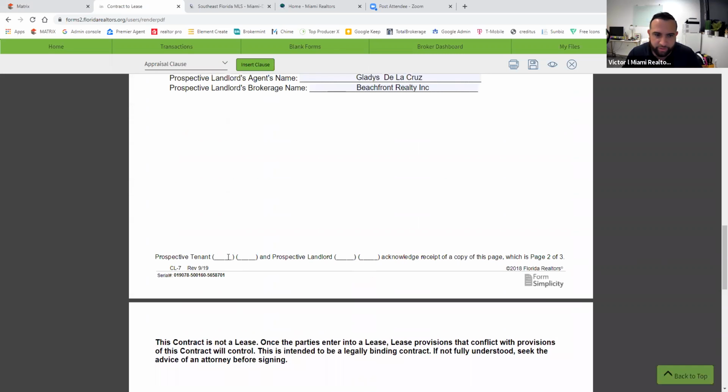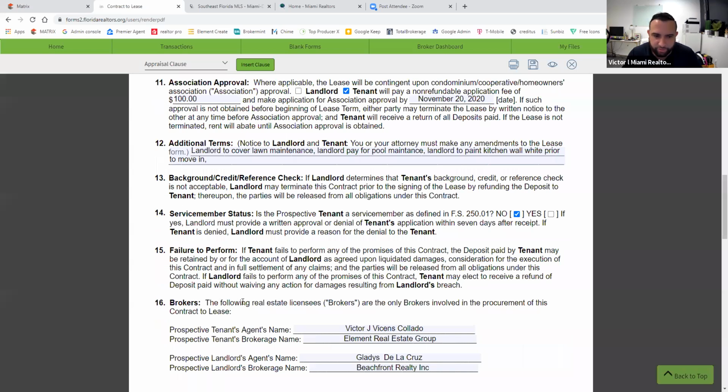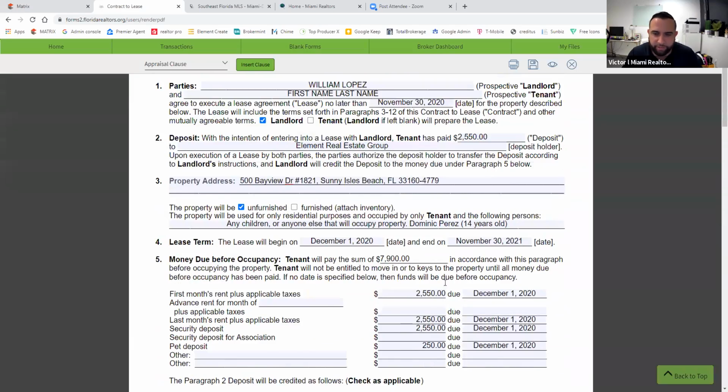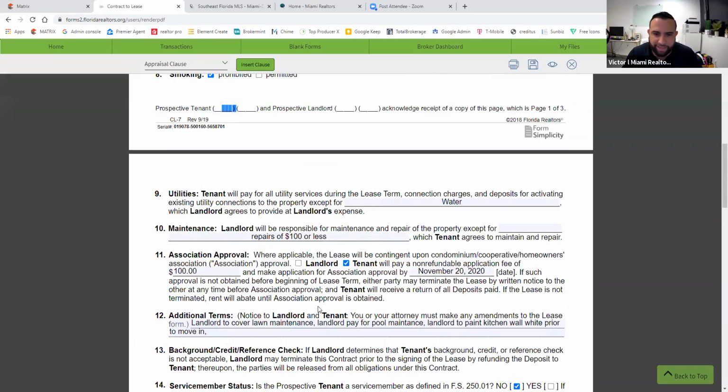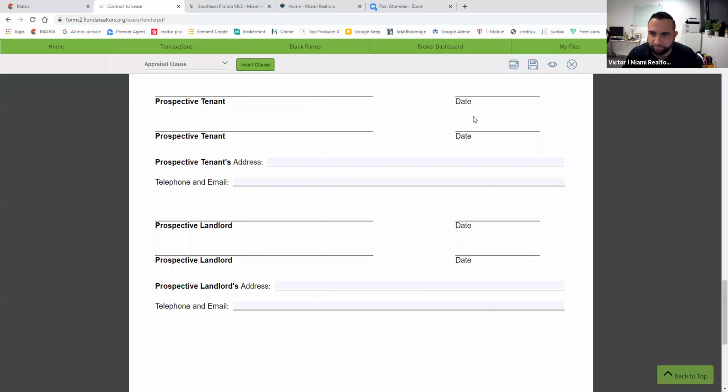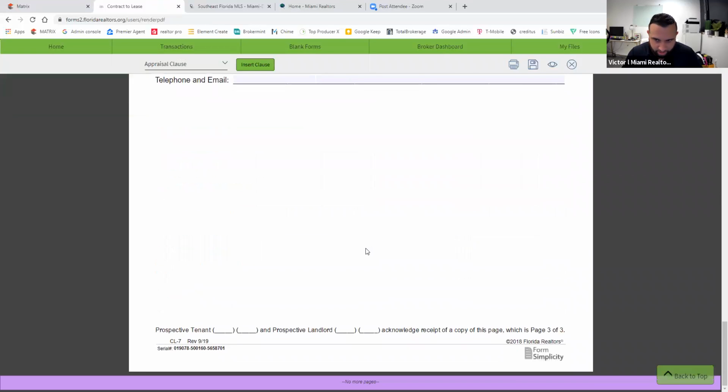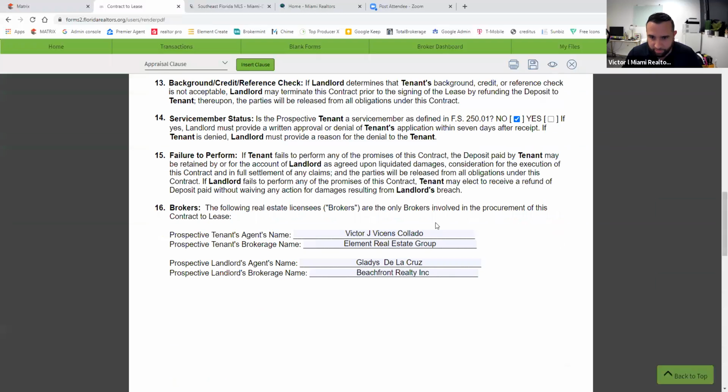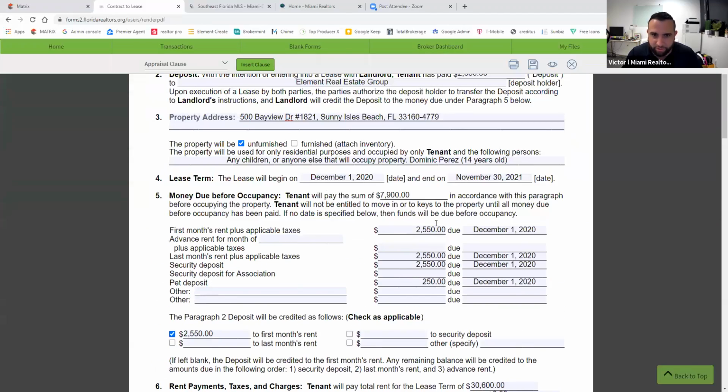So initial here, initial here, initial here. Don't forget, they've got to initial every page, and on the last page, sign and date. All right, and guys, that's pretty much how you fill out the contract to lease.